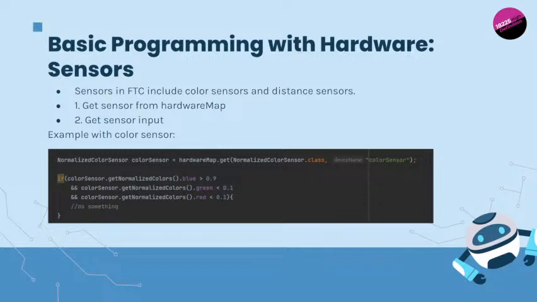And you can also get the sensor from hardware map. As you can see, hardware map is pretty important. Then you can get sensor input, and how you get it varies depending on what sensor you're using. As you can see on the screen, if you're using a color sensor, you can do color sensor dot get normalized colors and then dot blue or green and red. That corresponds to the RGB colors on a scale from 0 to 1 that it reads.